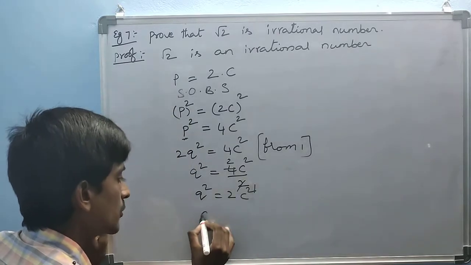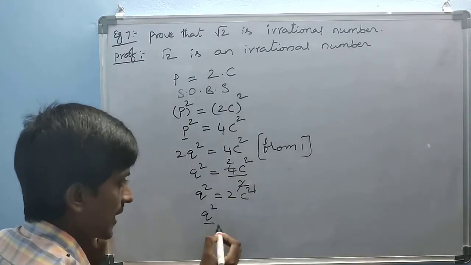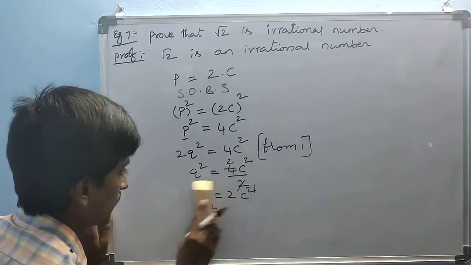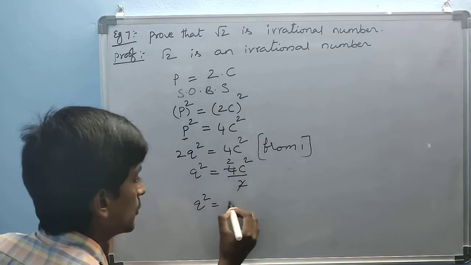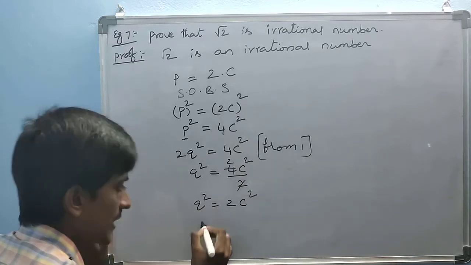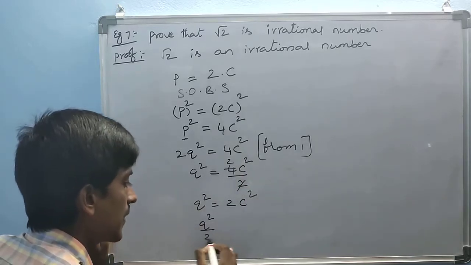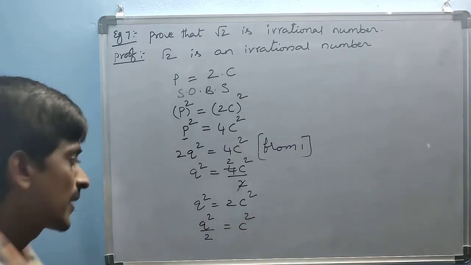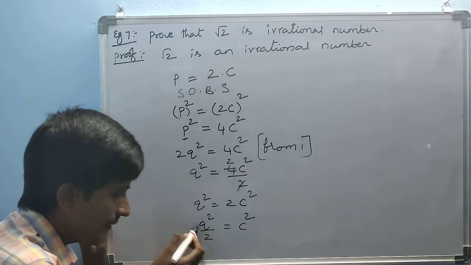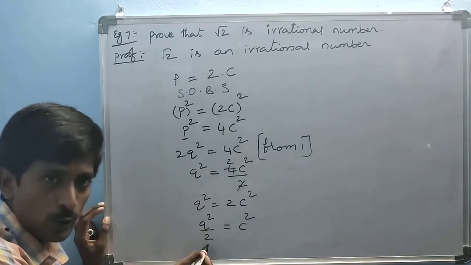So q square by 2 is transferred to this side. q square equals 2c square. 2 is transferred to this side. q square by 2 equals c square. Here q square is divisible by 2.